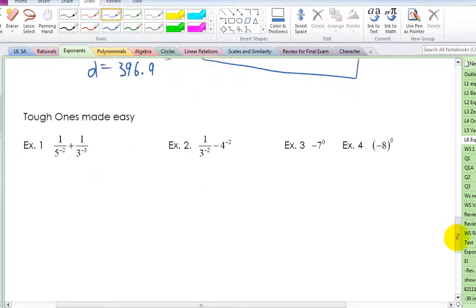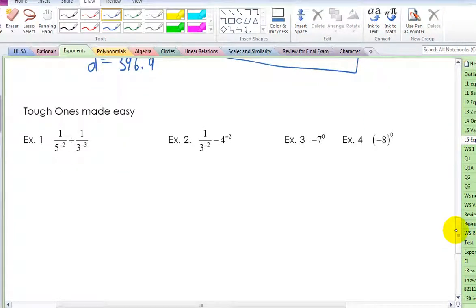Okay. All right. So we're going to do a little more exponent work here. Here's some tougher ones. So we're going to try and change them so they're easy. First thing I want you to do is fix your negative exponents. So you're still going to have the plus sign, but you're not going to do the addition. Make your exponents positive. So you should have 5 squared plus 3 cubed. You do not need the over 1 part, so I wouldn't write it, because that might confuse you.